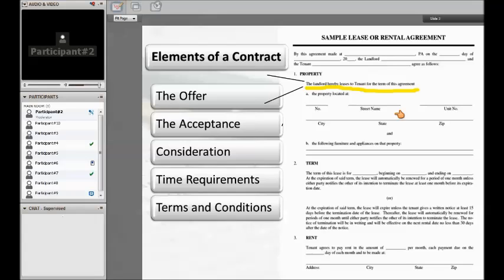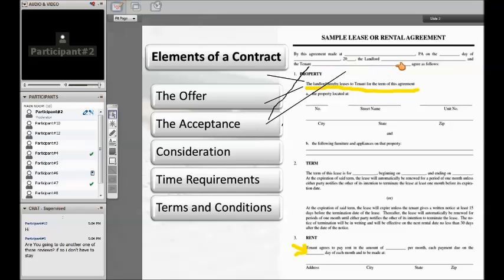Okay, what do you think the acceptance would be? Do you see anything that might be an acceptance? I'm not quite sure if we have it in here. Okay, the acceptance is going to be where the tenant agrees that he'll pay so much rent for this property. Consideration is where one person is offering up something of value for something else of value.